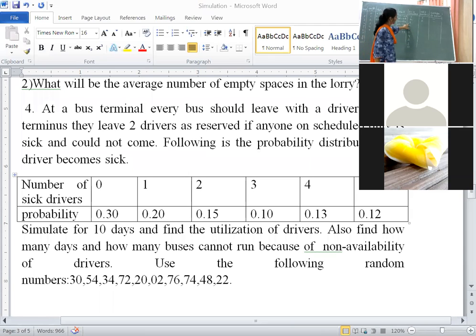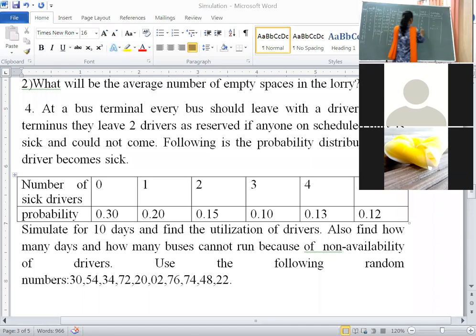Similarly, on the 3rd day, 1 driver is sick. That means out of these 2, we can take 1. Then there is no shortage. But on the 4th day, 3 drivers are sick, but we are having only 2. Those 2 I will take, correct? That means 1 shortage. That is 3 minus 2 is equal to 1. One driver is shortage on which day? 4th day.